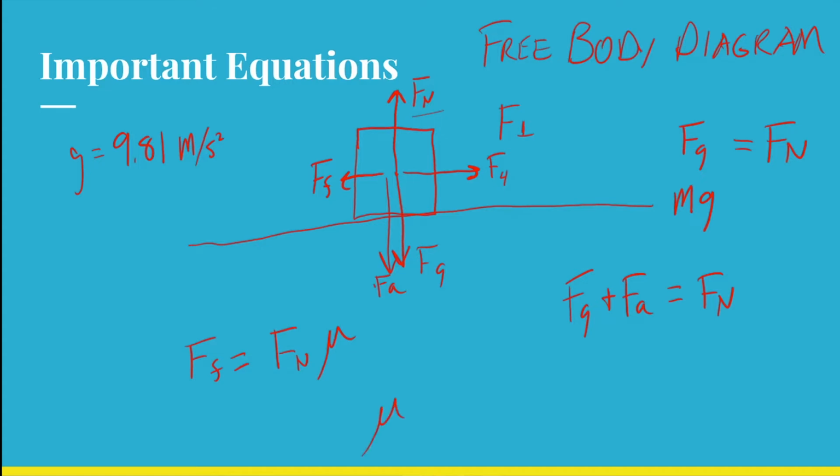Mu can be either kinetic, which means it's moving, so we'll write that as mu sub k equals moving friction. And then the other one is mu sub s, which is static, which is still friction. That means it is not moving.